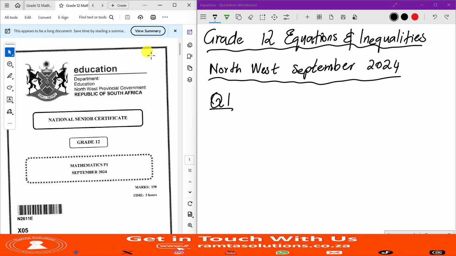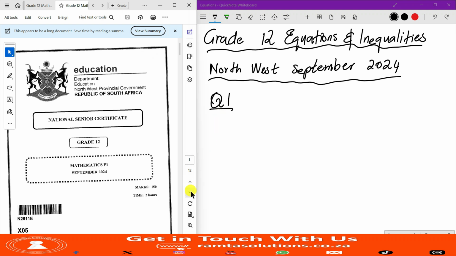Welcome to your grade 12 mathematics equations and inequalities exam prep. Today's question paper is from the Northwest Province. This is the mathematics paper 1 of September 2024.